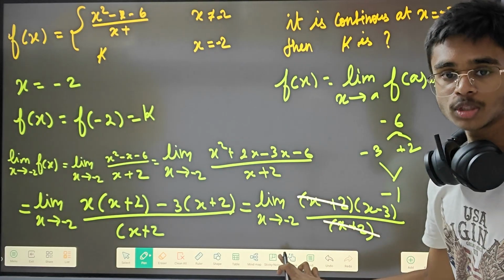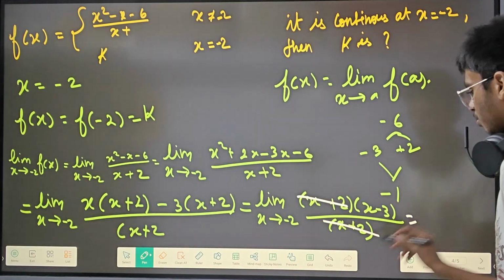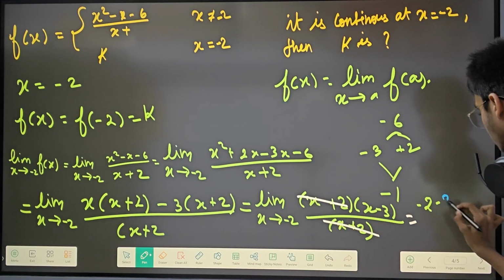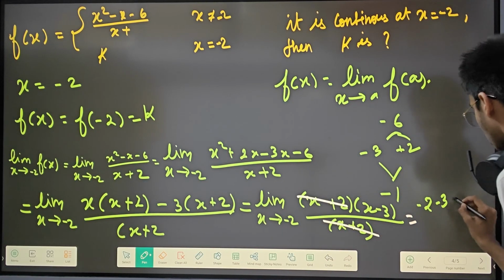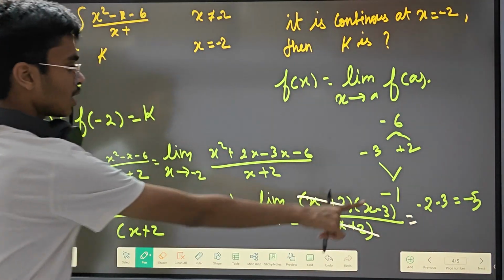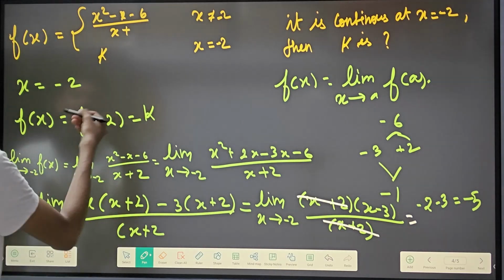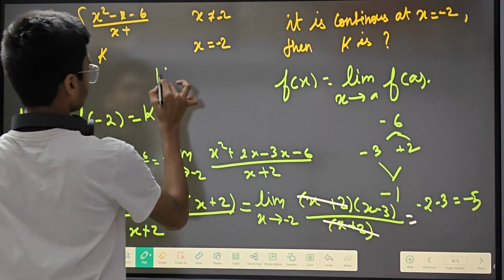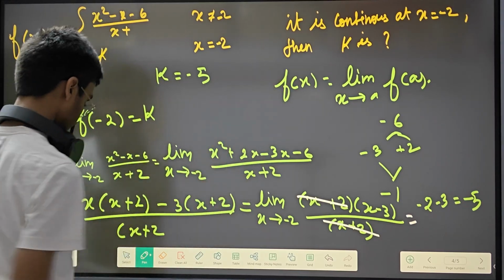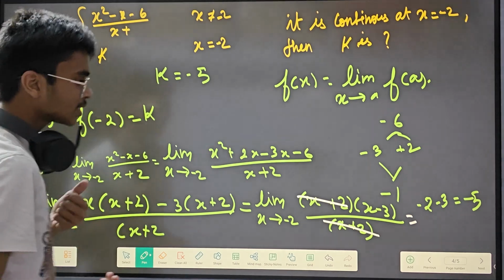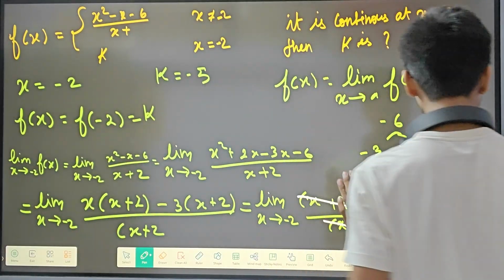So in place of x you can put minus 2. So minus 2 minus 3 is equal to minus 5. Okay, so you have got this as minus 5. So this and this will be equal, right? That means k is equal to minus 5. This is an easy question.